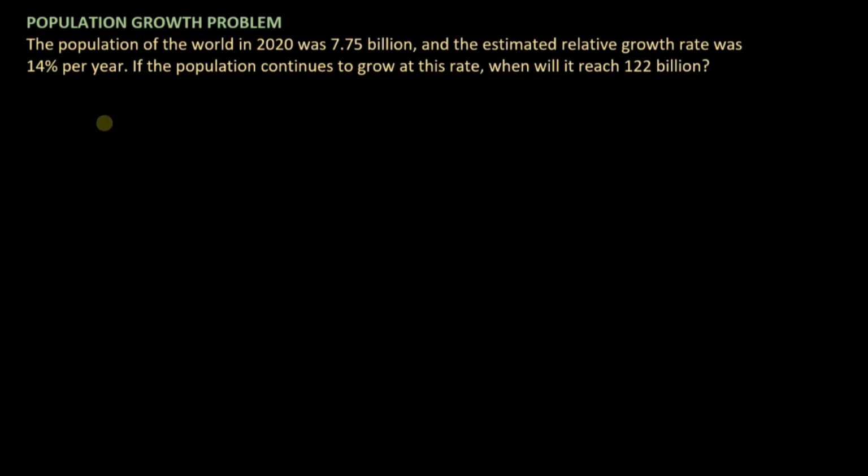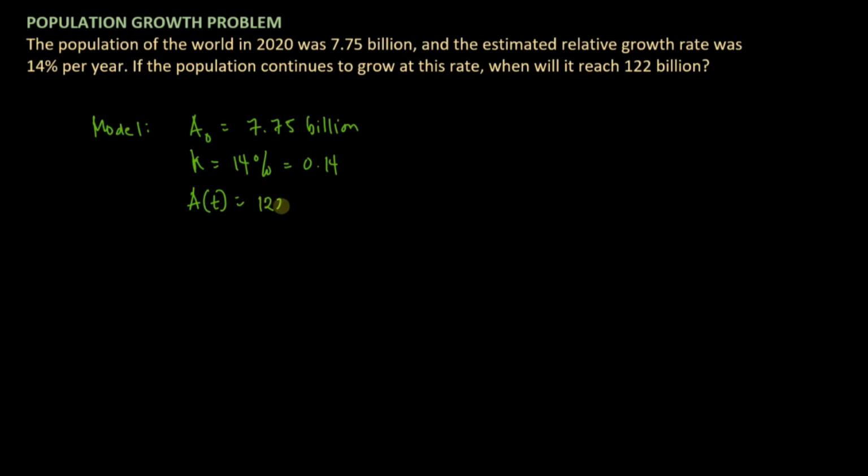So let us first identify the model. What is the model that represents this problem? As you can see, 7.75 billion can be assumed as the initial, so that is 7.75 billion. Then the relative growth rate is 14%, or 0.14. And then we have 122 billion, that is A of t.